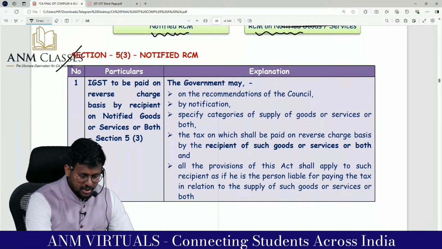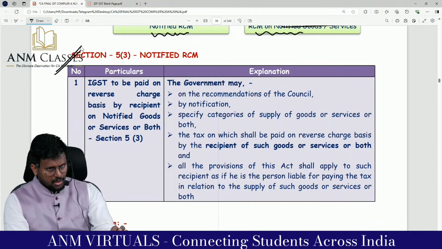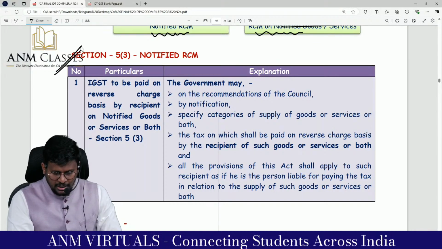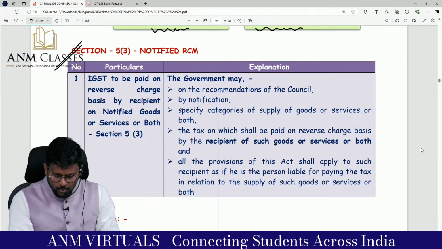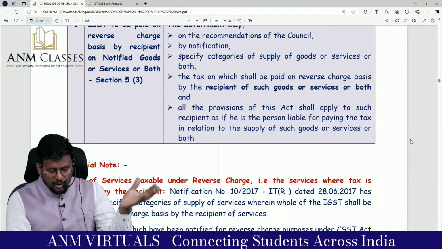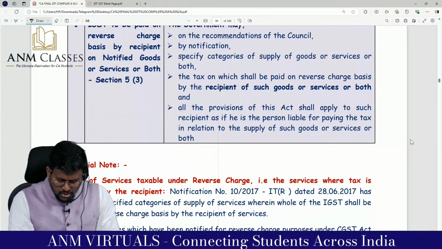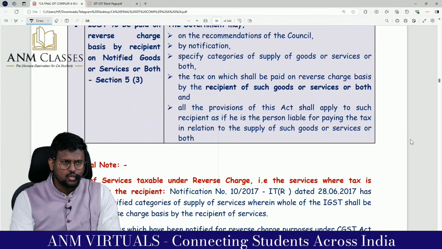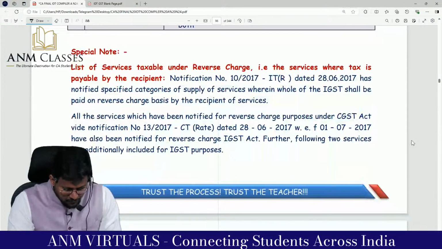Shall we recall 5(3)? Yes sir. The government may, on the recommendation of the council, by notification, specify categories of supply of goods or services or both, the tax on which shall be paid on reverse charge basis by the recipient of such goods or services or both, and all provisions of this act shall apply to such a recipient as if he is the person liable for paying the tax in relation to supply of such goods or services or both. Comfortable? Yes, sir.